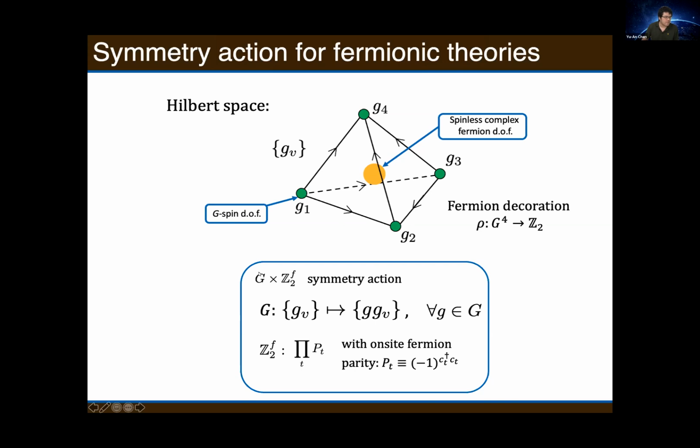So it has G times Z2^F symmetry. The G symmetry is just a usual symmetry: we can multiply the group element g on every vertex. And the Z2 fermion symmetry is just the parity, the product of the fermion parity for each local site. Here T means tetrahedron, so it's a product of the fermion parity on the whole tetrahedron. And then this is the total fermion parity. So this is our Hilbert space for the supercohomology fermionic theory.